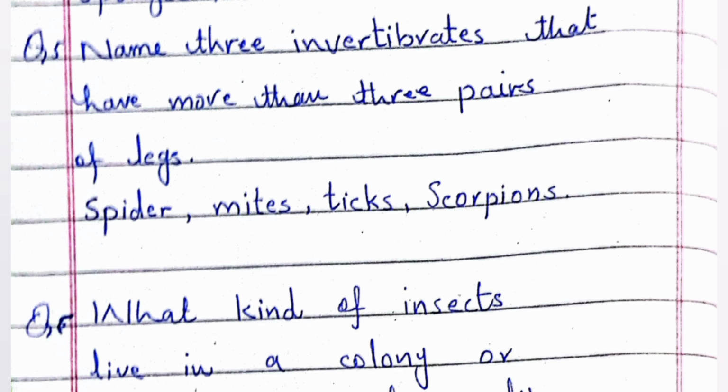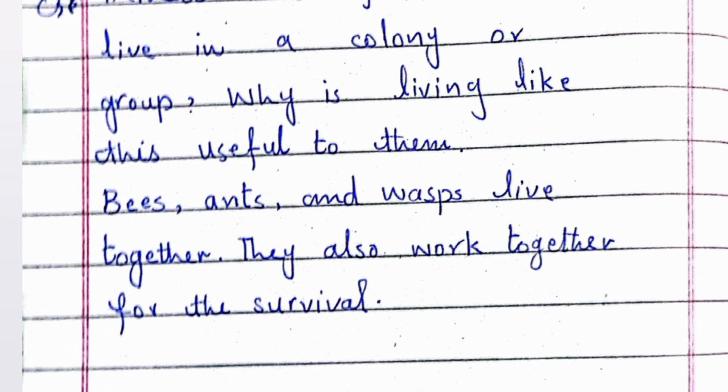Next question is what kind of insects live in a colony and why is living like this helpful to them? Bees, ants and wasps live together. They also work together for survival.